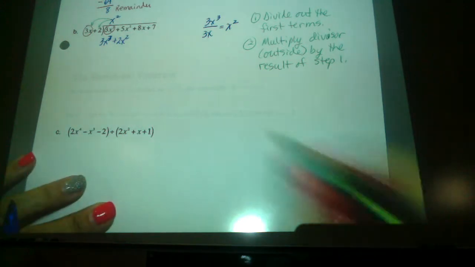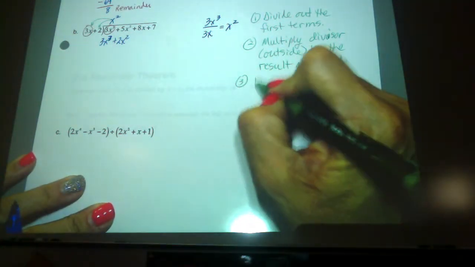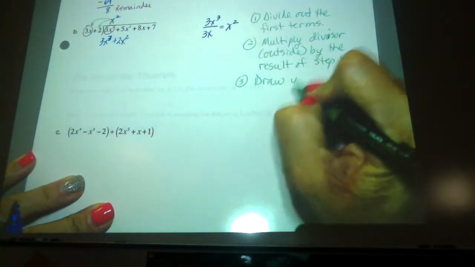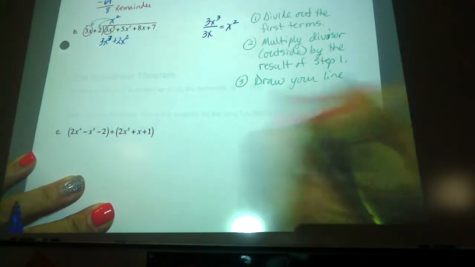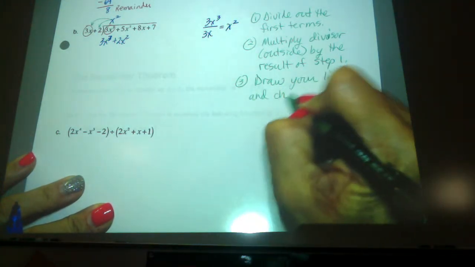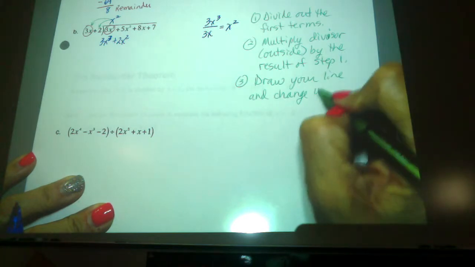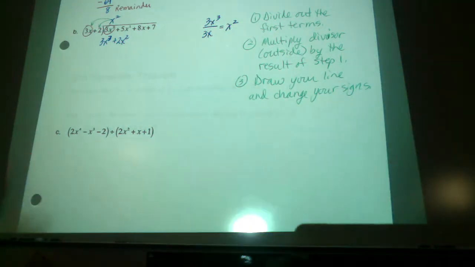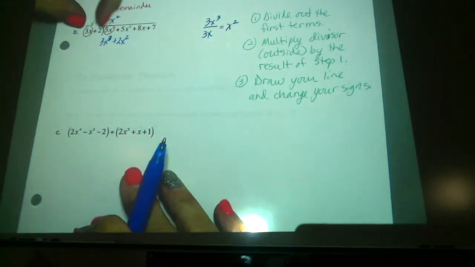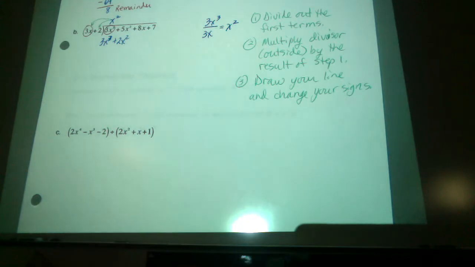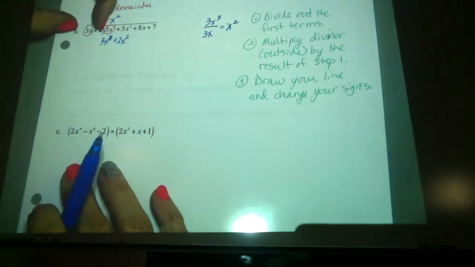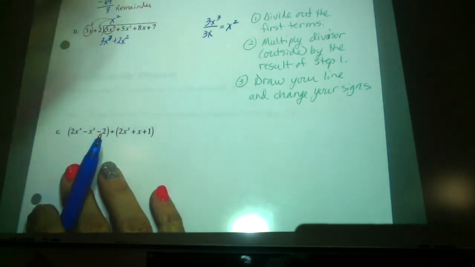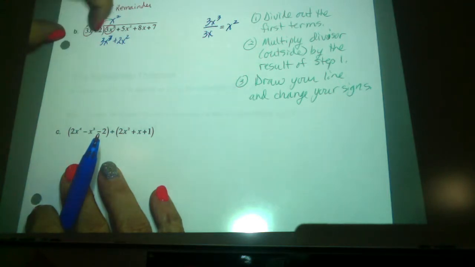So, third step, you're going to hear me say this a lot: draw your line and change your signs. Wait, I don't get where the 2x comes from. Because we have to multiply the x squared to everything out in front. So we also have to multiply it to the 2. So if you have a binomial out here, you'll always have a binomial down here. Trinomial out here, you have a trinomial.